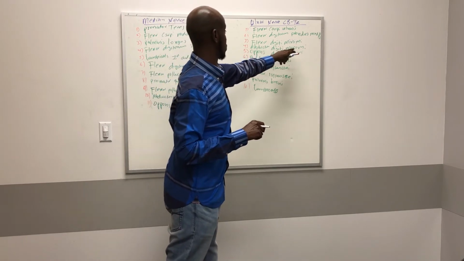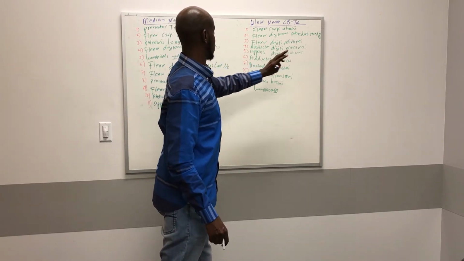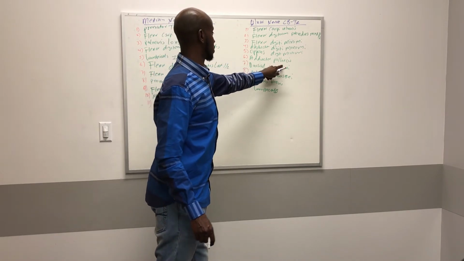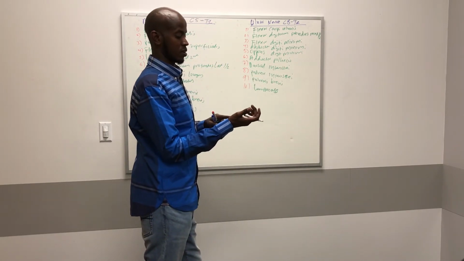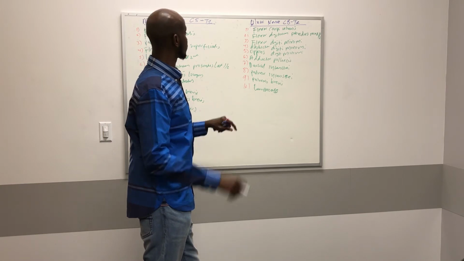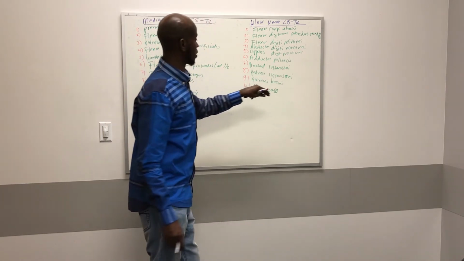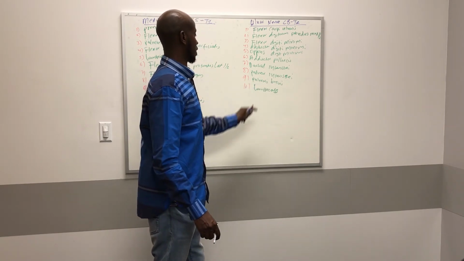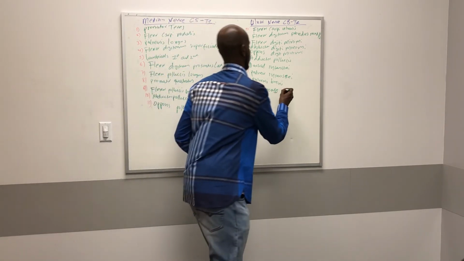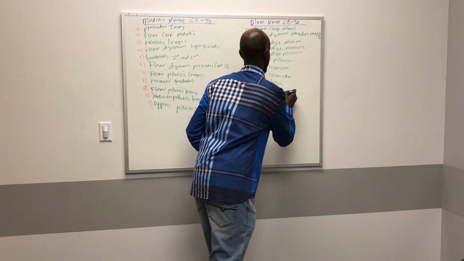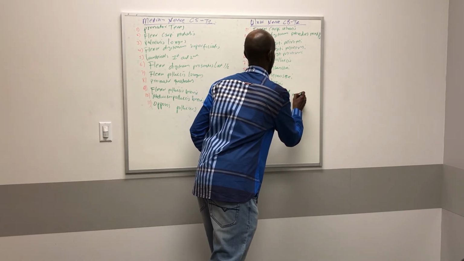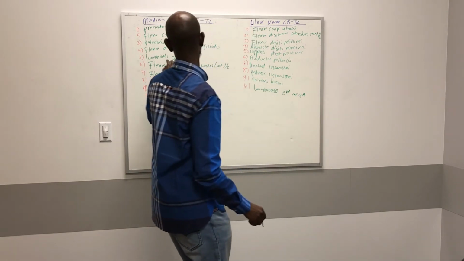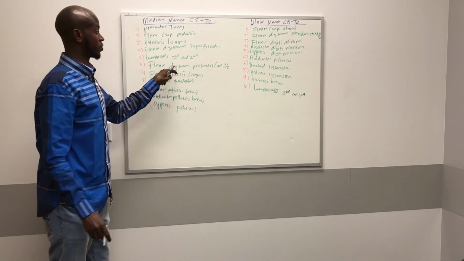So flexor digiti minimi, abductor digiti minimi, opponens digiti minimi, adductor pollicis. There is a muscle in the thenar area. Dorsal interossei, palmar interossei, palmaris brevis, and lumbricals third and fourth. We've seen here that lumbricals first and second are supplied by the median nerve.